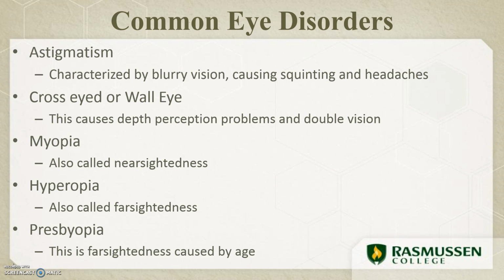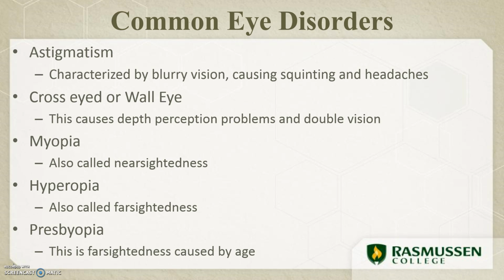You have cross eye or wall eye. This is where a patient has a disorder that may have problems with depth perception and double vision. The treatment will include glasses or contacts, wearing a patch over the stronger eye to force the weaker one to become stronger, and surgery.